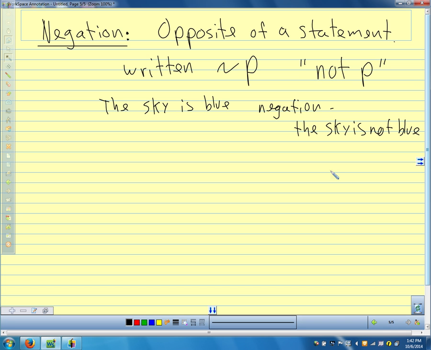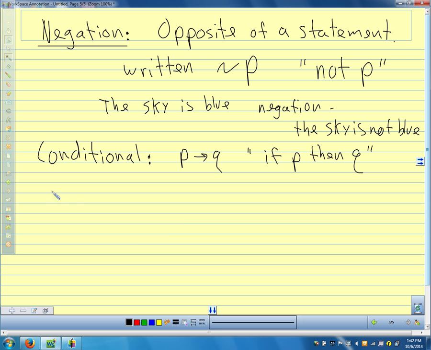And what we're going to do is use negation to write some statements that are related to conditionals. So let's start with our original conditional and write our relatives. So our conditional statement is if P then Q. So that's our original conditional statement.